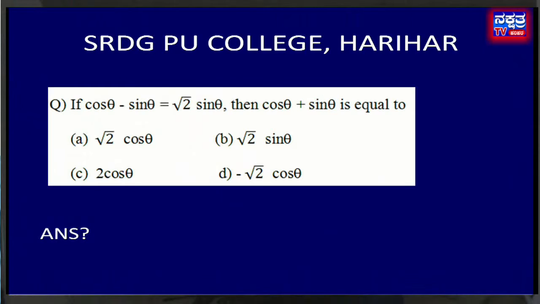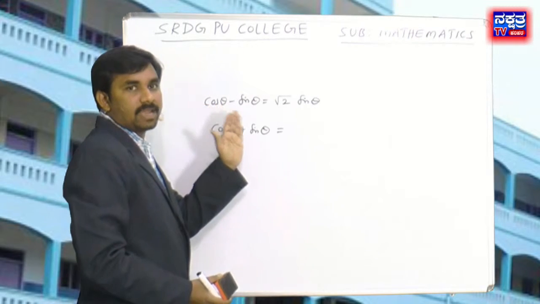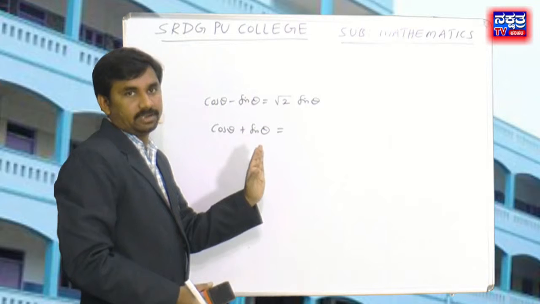What's the next question? If cos theta minus sin theta equal to root 2 sin theta, then cos theta plus sin theta equal to option A root 2 cos theta, option B root 2 sin theta, option C 2 cos theta, option D minus root 2 cos theta. Watch the board. See guys, given cos theta minus sin theta equal to root 2 sin theta, then what is cos theta plus sin theta? So that is the question.